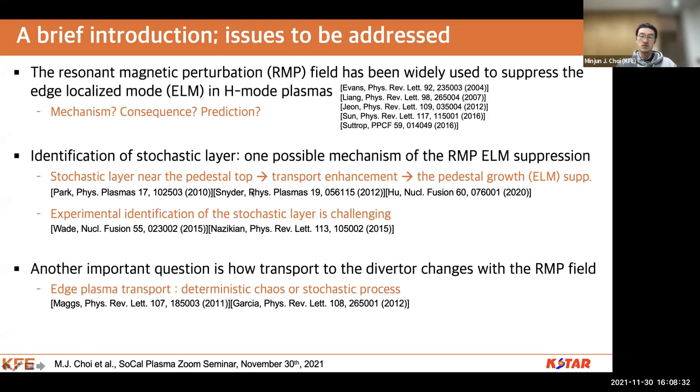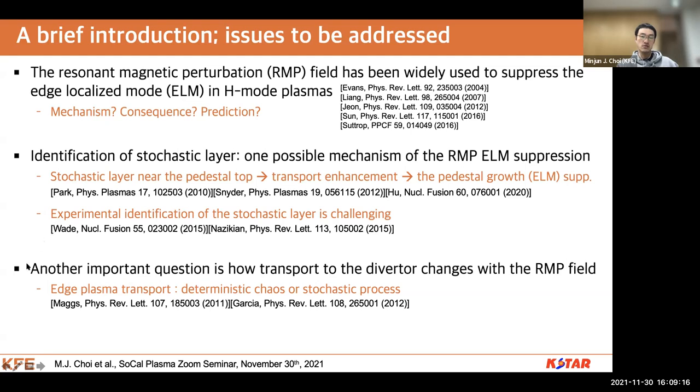After a series of early researches, more recently in this work, the two-fluid simulation could reproduce the experimentally observed electron heat transport very successfully. And the identification of this stochastic layer, which is expected to be very narrow, is very challenging in the experiment. Although there have been some reports on the correlation between the stochastic layer and RMP suppression, it is indirect inference. So I will address this issue firstly.